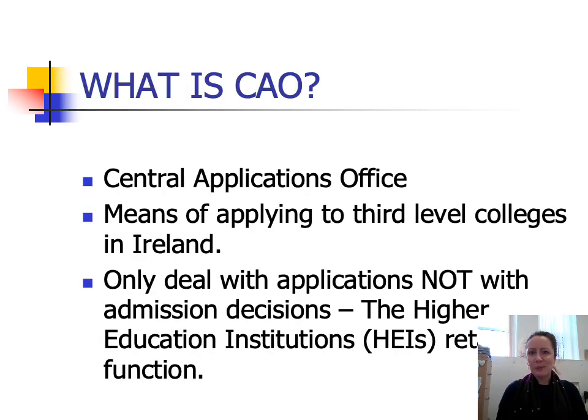So what is the CAO? The CAO is the Central Applications Office, and it's a means of applying to third level colleges in Ireland. So basically, instead of applying to each college or university individually, you just apply in one place. And they only deal with applications and not admission decisions. That's up to each university.